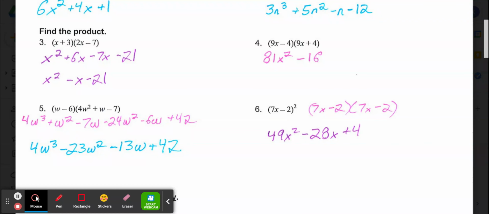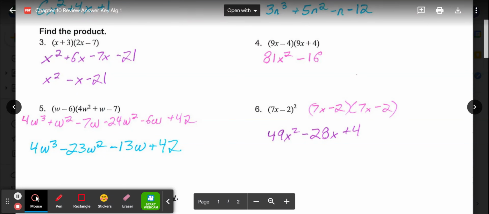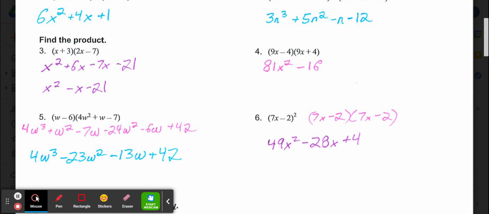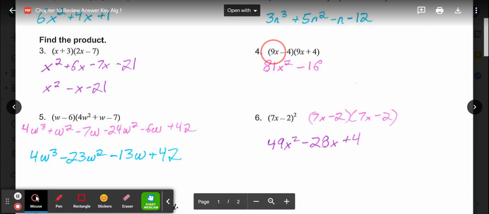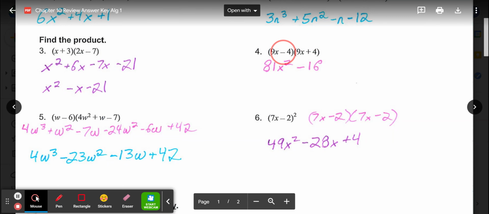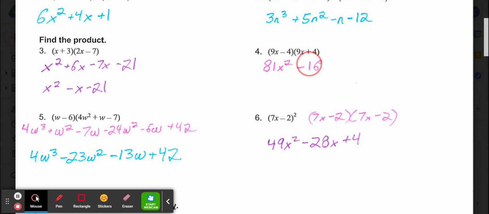Looking at number 4, 9x minus 4 times 9x plus 4. So in this case, using the FOIL approach, 9x times 9x is 81x squared. A negative 4 times 9x on the inside and a 9x times positive 4 on the outside would cancel. So then we just have to do our last term, negative 4 times positive 4, minus 16. So it would be 81x squared minus 16.